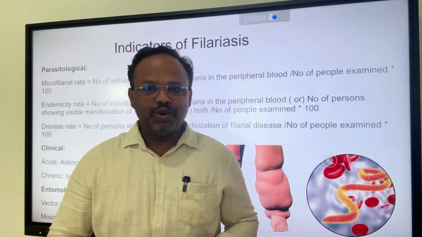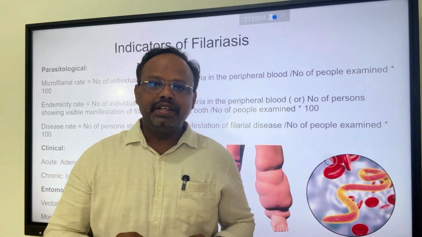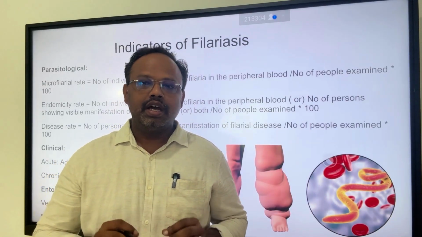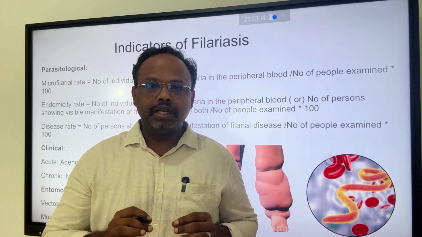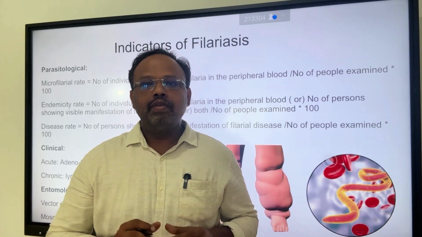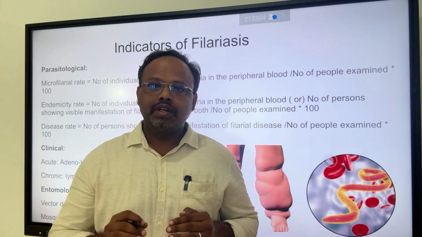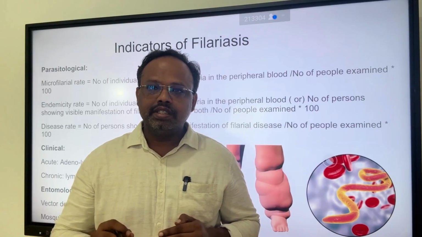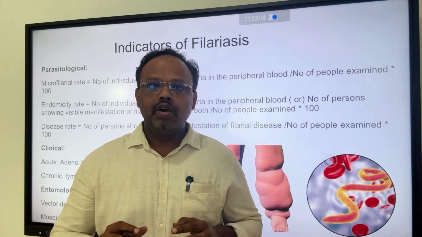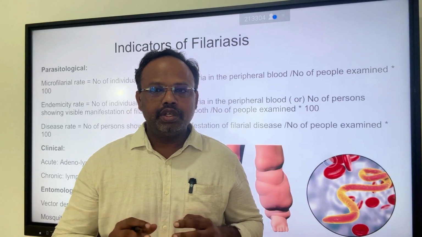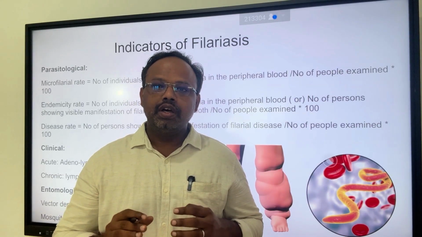Hello all, in this video we are going to discuss indicators related to filarial disease and its control. We all know filariasis is transmitted by the Culex species of mosquito, and we have several indicators for the identification of disease incidence, prevalence and its control. We can use these indicators for checking the effectiveness of adequate control measures of the disease.